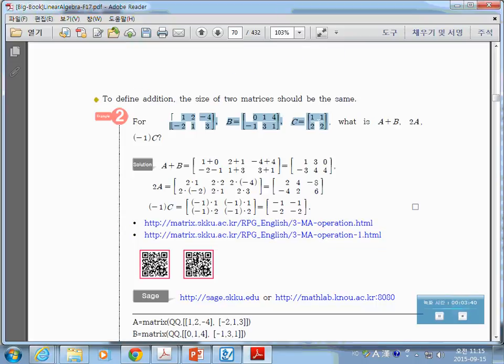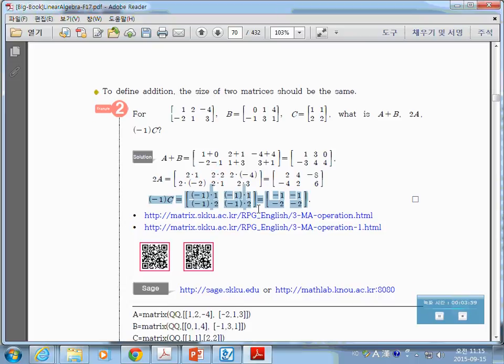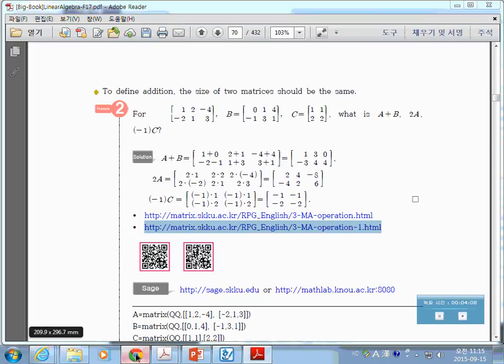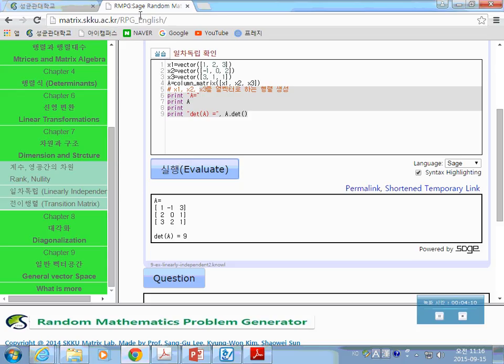Okay, suppose we have these matrices A, B, C, then the addition and scalar multiple can be found in this way. Just by adding these two, 1 plus 0 is 1, 2 plus 1 is 3, and so on, and 2A. So that's what you know. And this can be done here, in matrix operations, like this.